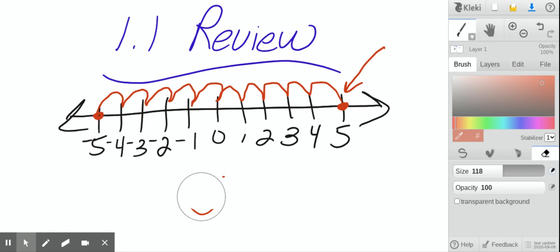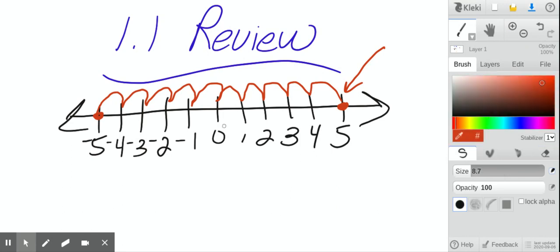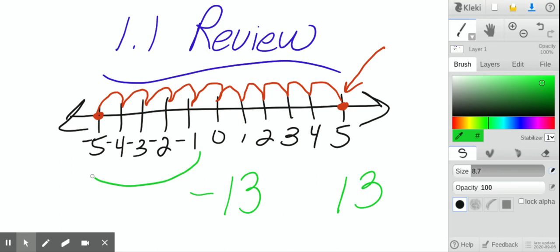All right, so let's try a different one. So let's say we had -13. The opposite of -13 is going to be +13. Now remember, your opposite numbers are on different sides of your number line. So the negatives are on the left, the positives are going to be on the right.